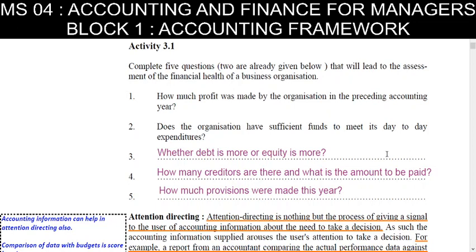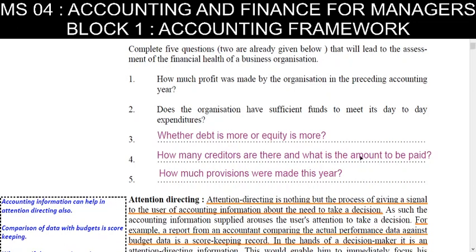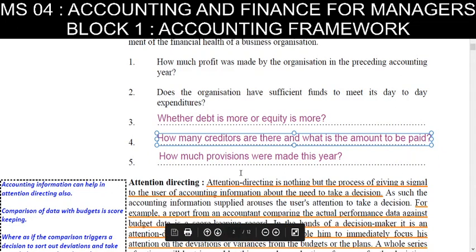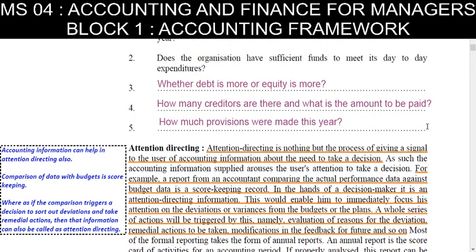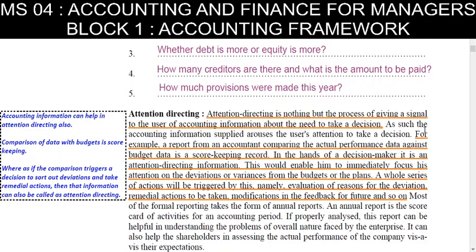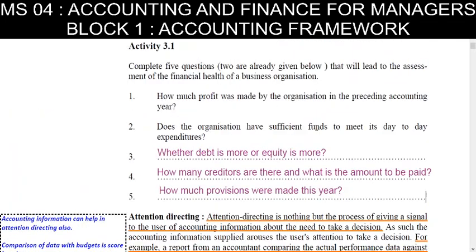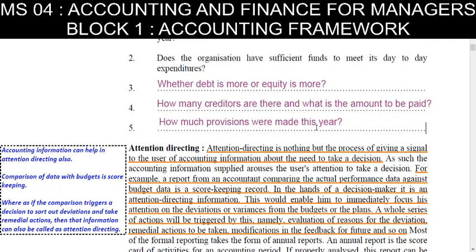I have written 3 more questions like this. Whether debt is more or equity is more? So by taking the debt to equity ratio, we can see the financial health of the organization. How many creditors are there and what is the amount to be paid? This talks about the liquidity of the business. How much provisions were made in this year? So by looking at the provisions, we can see the actual position of the profits. All these questions look at the financial health of the business organization.